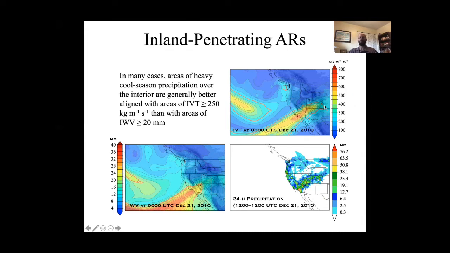The reason for that is that IVT is dependent not only on the amount of water vapor in the column, but also on wind speed. And that doesn't decrease as quickly as water vapor decreases as you move from the coast to interior regions. And if you look at the precipitation that occurred during a 24-hour period centered on these analyses here, you'll notice that it lines up much better spatially with this IVT plume than it does with this IWV plume in the bottom left. And I will just say that from many subjective analyses of events, this tends to be the case over the West. So that's why we use IVT again to diagnose these features.